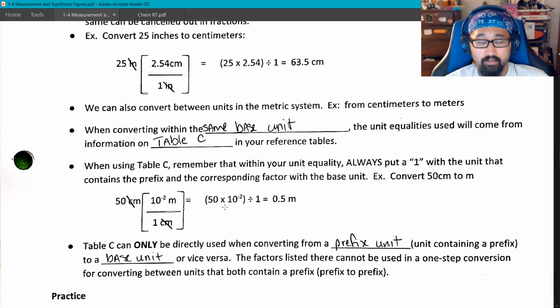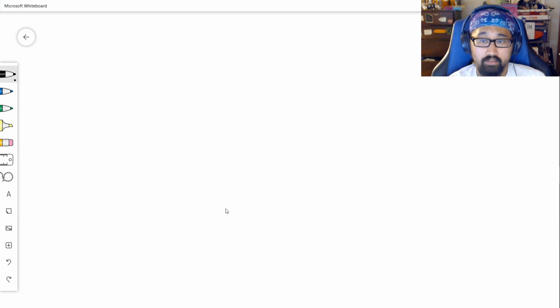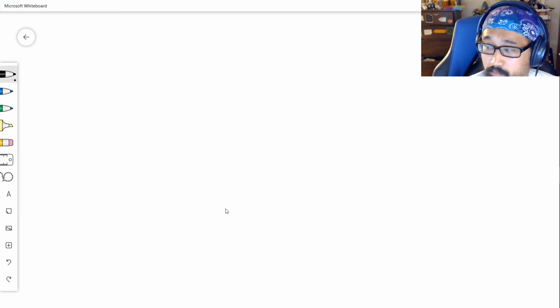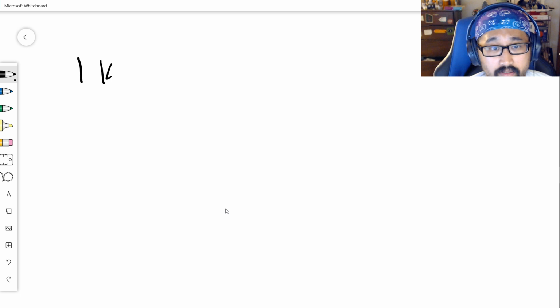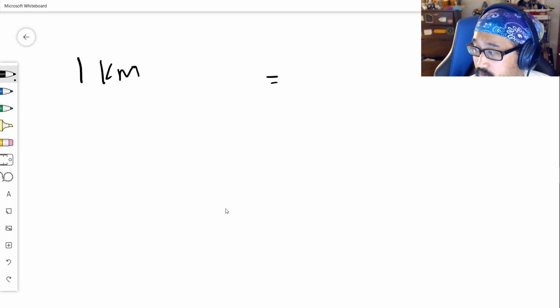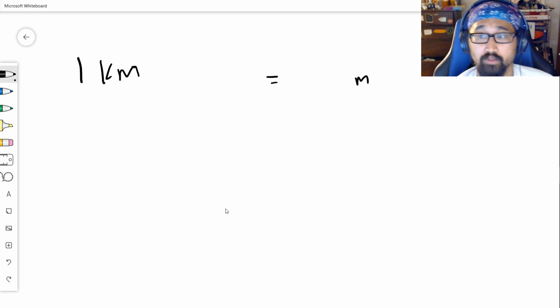Again, I'm going to do an example, and then I'm going to bring you back to here. So let's take a look at an example. The example that I'm going to use is I'm going to convert 1 kilometer. Ooh, there we go. I want to turn it into a certain number of meters. Now, spoiler alert, it should end up being 1,000. Let's make sure it is.